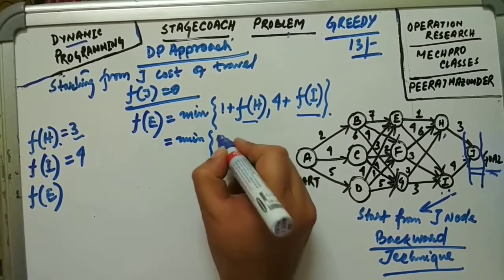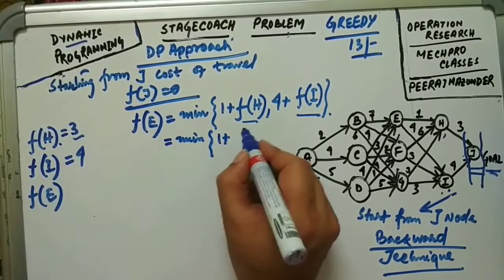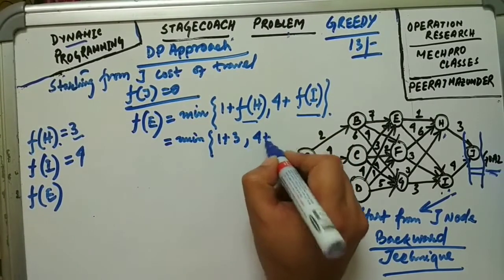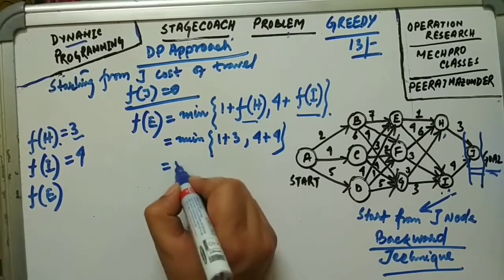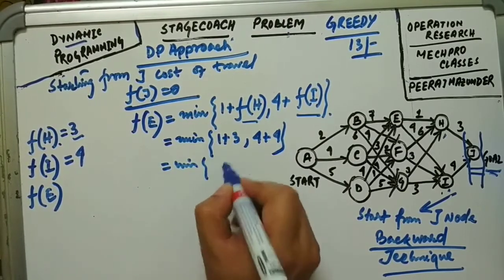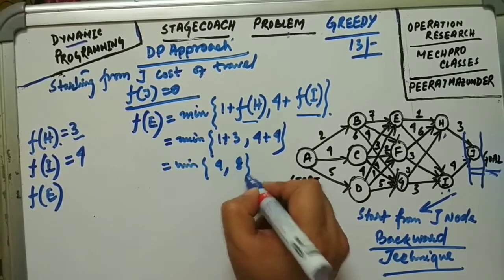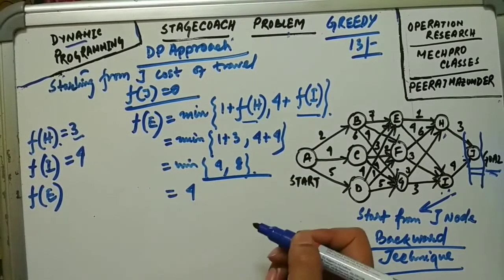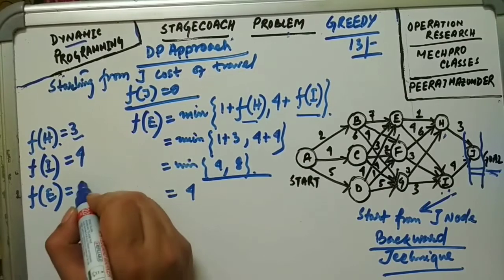If you are again having some problem in this particular recursive relation, you can comment in the comment section as well. Now say minimum of 1 plus F of H, which is 3 as given over here, comma 4 plus F of I, that is 4 plus 4. So it will give you 4 and 8. What is the minimum? That is 4. So F of E you can write as 4.